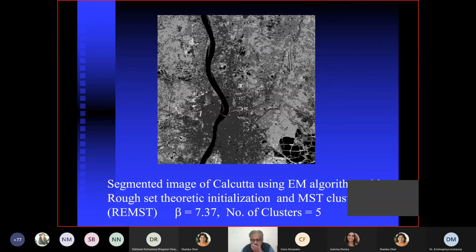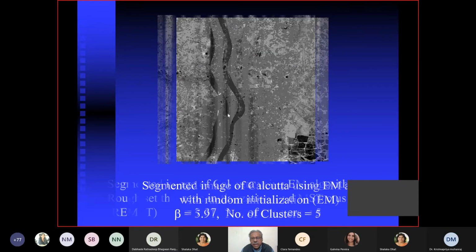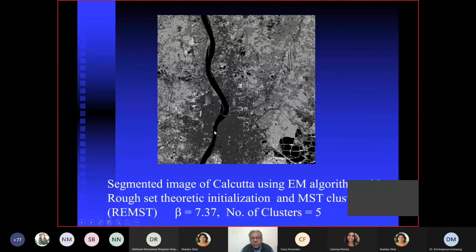So now look at the difference. Here, the bridge on the river could not be detected. Here you see, the bridge on the river could be detected. Also, these other segments become much more prominent. So this reflects our intuition. That means the higher the value of beta, the better the segment quality. Of course, for a given number of clusters C. If C changes, then it will differ, so for a fixed number of C.